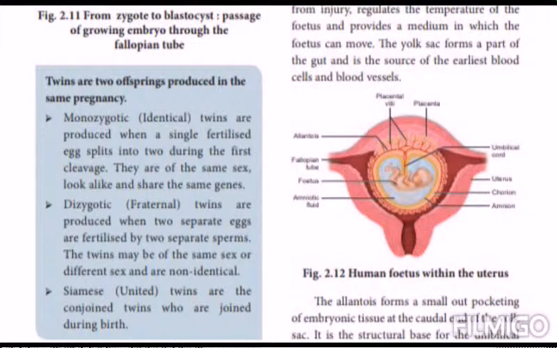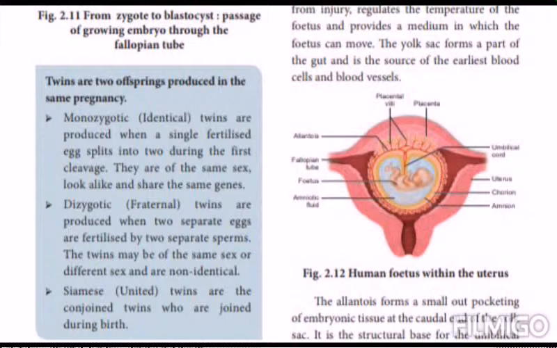So after implantation, the person is now pregnant. Next, we are going to learn about how the pregnancy is maintained, that is maintenance of pregnancy. So now the uterus contains the embryo. The embryo is there in the uterus. It should be protected by something. So how the pregnancy is maintained, we are going to learn.